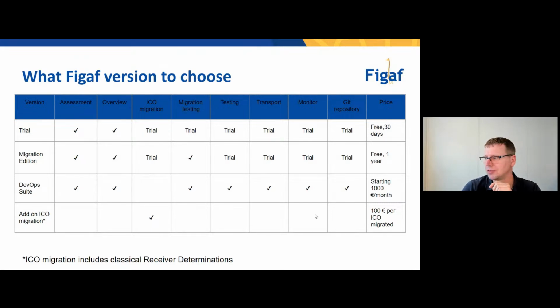We do have the DevOps. This would allow you to take the iFlows and move them into production with all the documentation, governance, externalized parameters, and virtual tenant, where you can reuse a dev system for more purposes, so use it for dev and QA. And then we have the ICO migration. That's a different add-on that will take the ICO or receiver determination and migrate them.